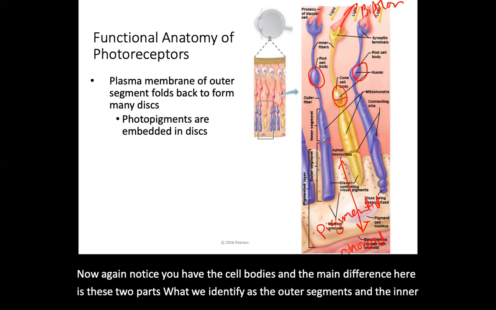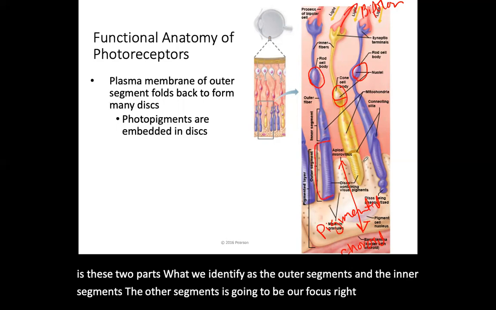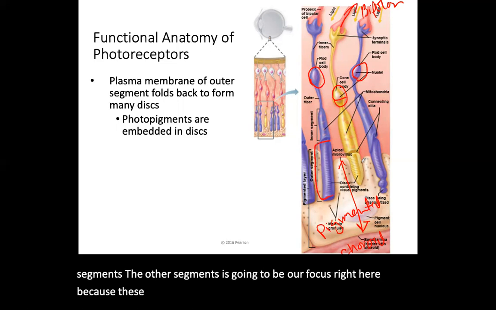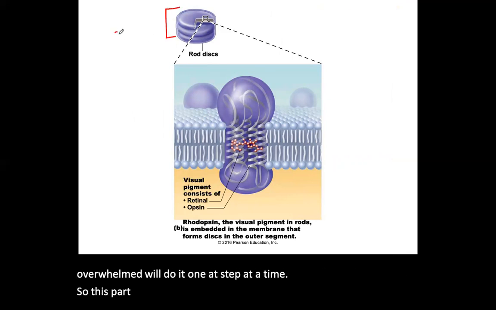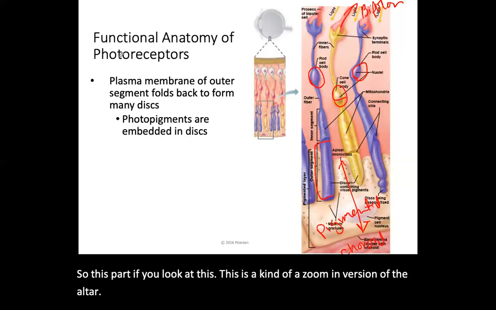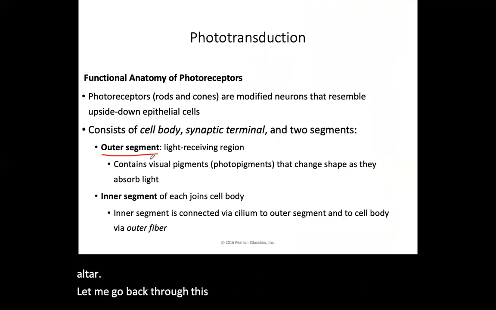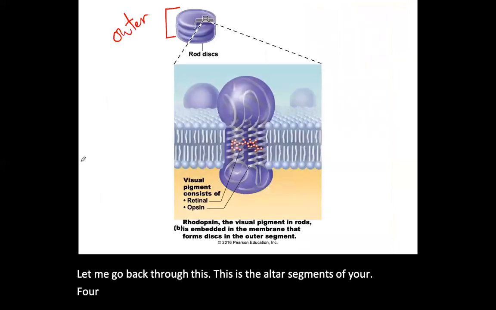The outer segments are going to be our focus right here, because these contain what we identify as discs, where your photopigments are located. So let's take a look at this. Again, don't get overwhelmed. We'll do it one step at a time. This part is a zoom-in version of the outer segment of your photoreceptors.